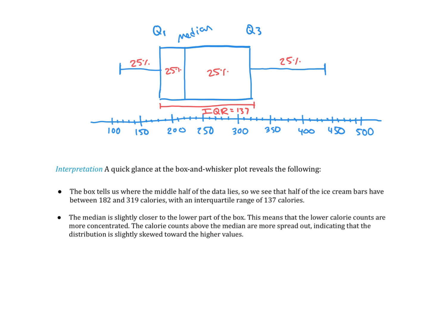This means that the lower calorie counts are more concentrated. The calorie counts above the median are more spread out, indicating that the distribution is slightly skewed toward the higher values. So most of the lower calorie counts are clustered closer together in this lower section. The smaller parts mean those data values are closer together. These bigger parts mean these data values are more spread out, so those higher values, we call outliers, skew the data.